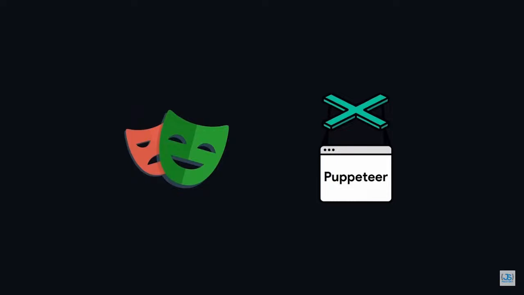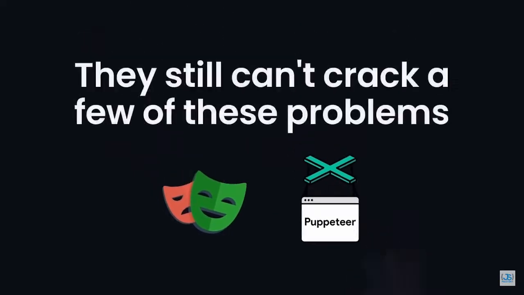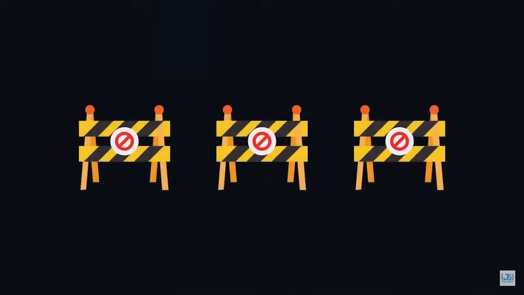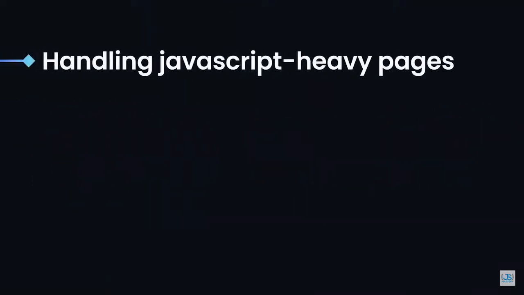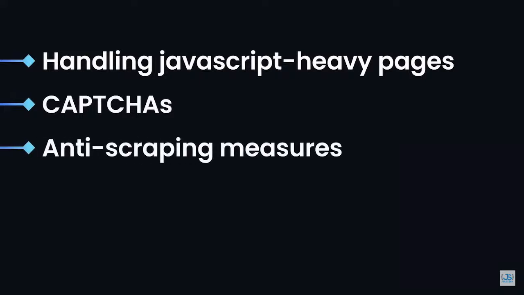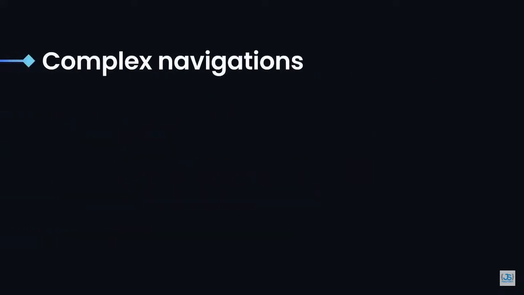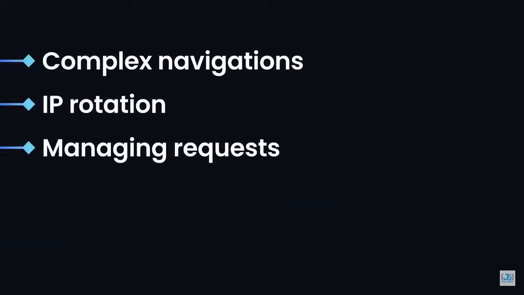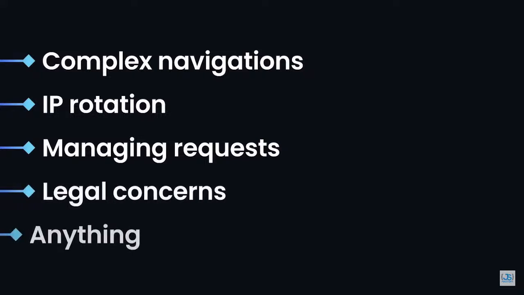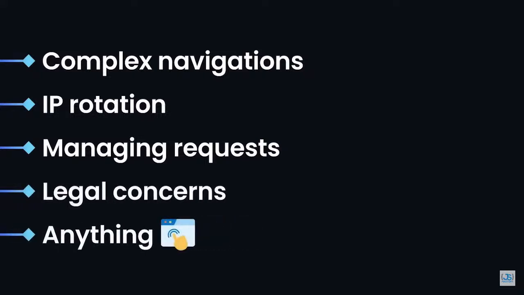You might be reminded of the headless browsers we just discussed. Although these headless browsers are great, they still can't crack a few of these problems. So where do they fail? Well, all of the obstacles we talked about, from handling JavaScript-heavy pages, CAPTCHAs, anti-scraping measures, user interactions like searching something before extracting data from a page, device detection, complex navigations, IP rotation, managing requests, legal concerns, and literally anything that may require human intervention while scraping.